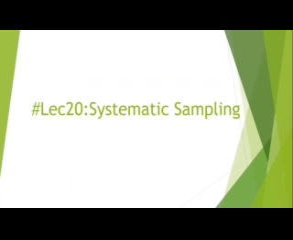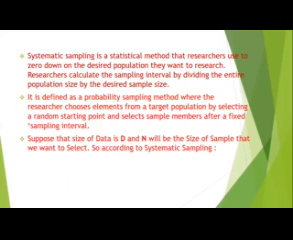Today we're going to continue the topic called systematic sampling. This is one of the important methods. Before that, you have to know some information, that is, what it means. It's a statistical method that researchers use to zero in on the desired population they want to research. Moreover, it is defined as a probability sampling method where the researcher chooses elements from a target population by selecting a random starting point and selecting sample members after a fixed interval.